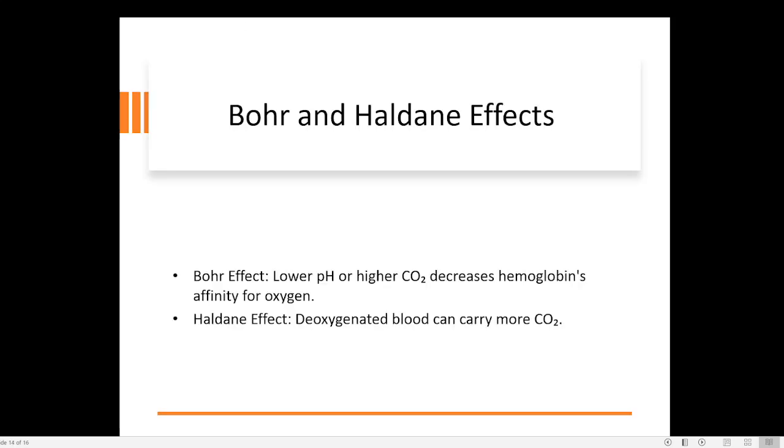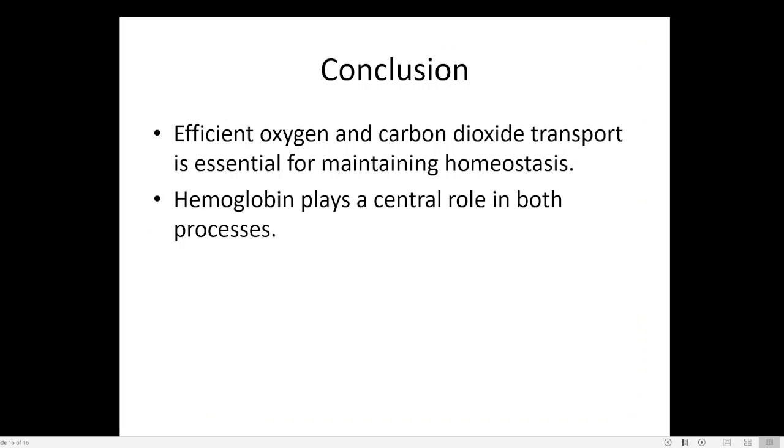Finally, before we come to the conclusion, an efficient oxygen and carbon dioxide transporter is essential for maintaining the normal homeostasis of your body. Hemoglobin has a very important role because it transports both oxygen as well as carbon dioxide. That is why hemoglobin, as a respiratory pigment, plays a very important role in the transport of oxygen as well as carbon dioxide.